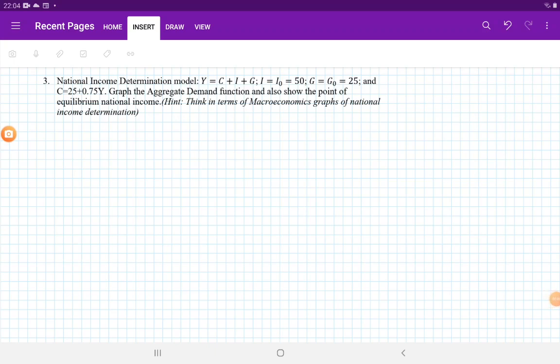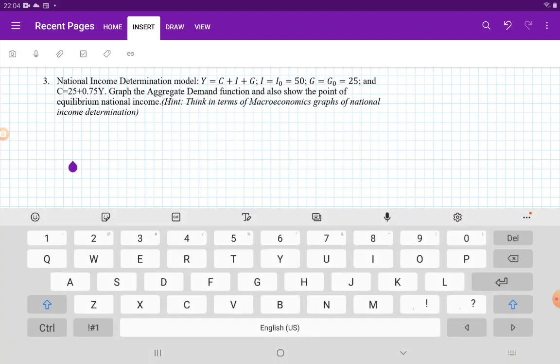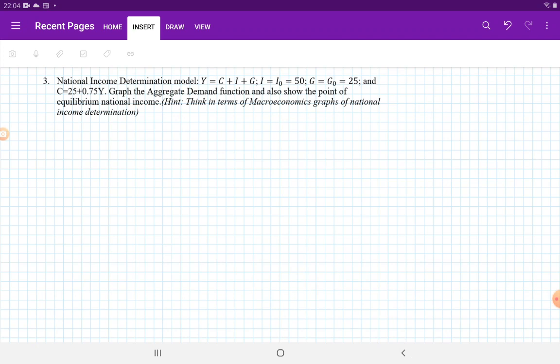Now let us discuss the third problem of assignment 8. If you remember, when I took a Google Meet class with you, I told you that this question was incomplete. It was incomplete because the consumption function had not been specified. So I have corrected that error of mine.